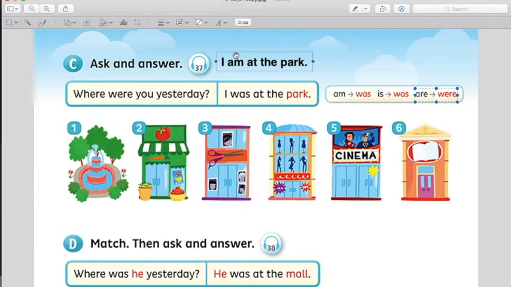So if they ask, where were they yesterday? Where were they instead of you? They meaning more than one student, so two or more. They would have to say they were at the park. That's why it changes from are to were instead of saying they are at the park. That is today. They are at the park. Past tense is were. They were at the park.